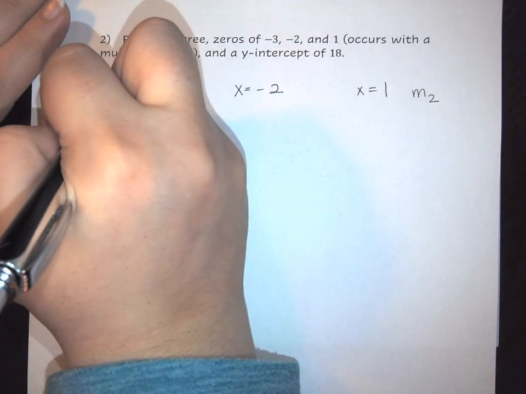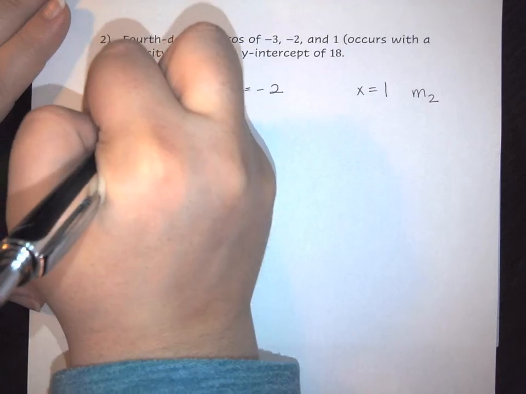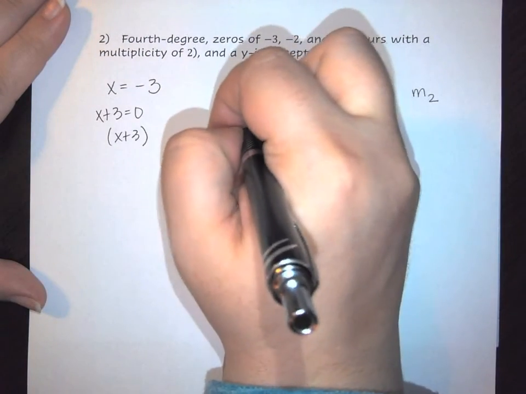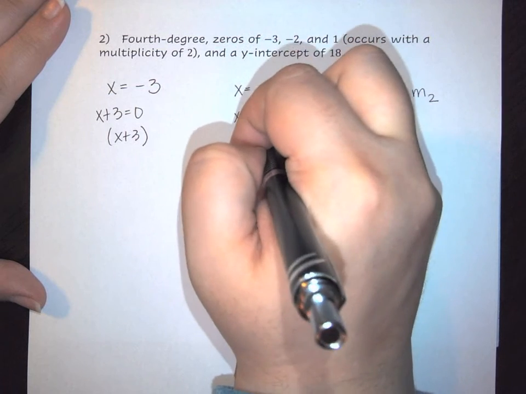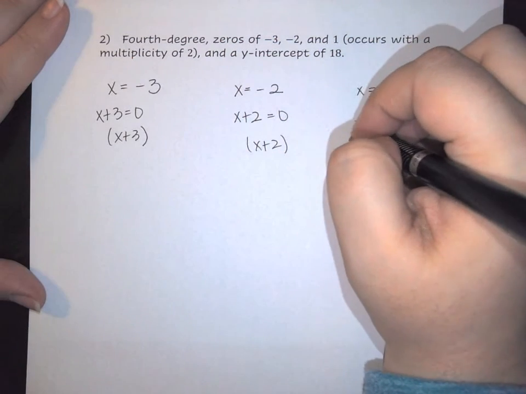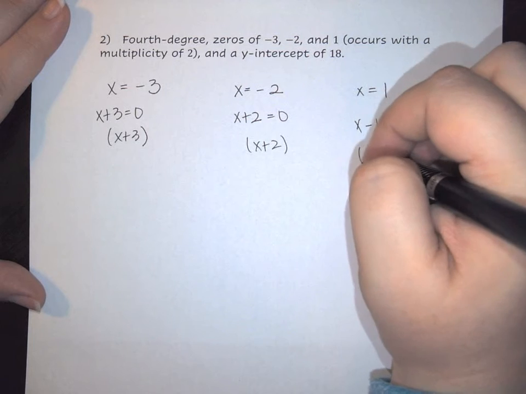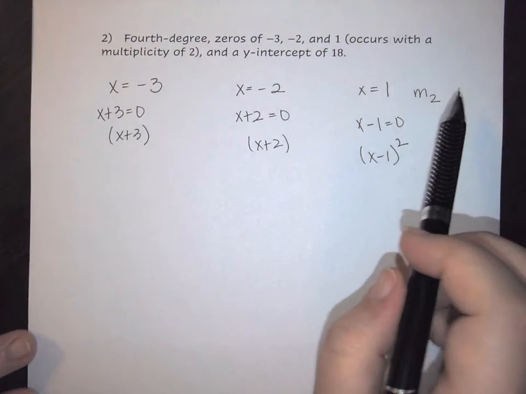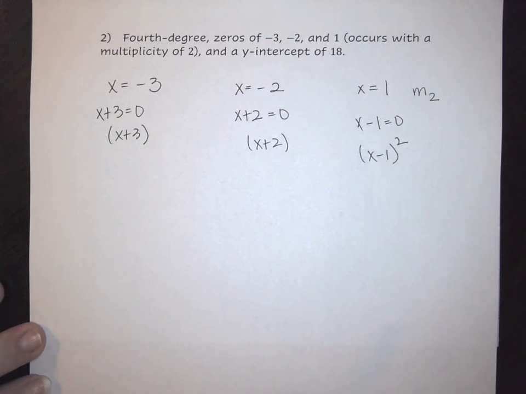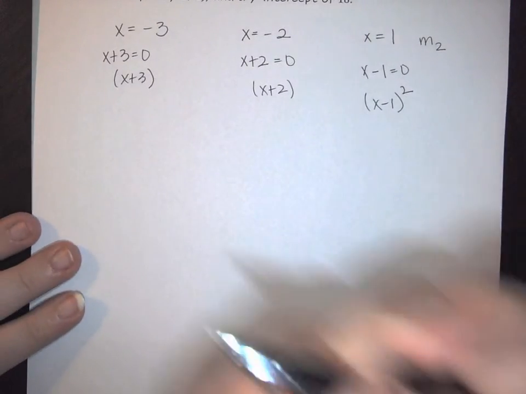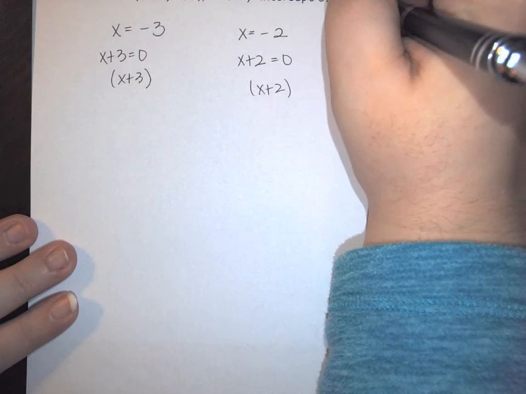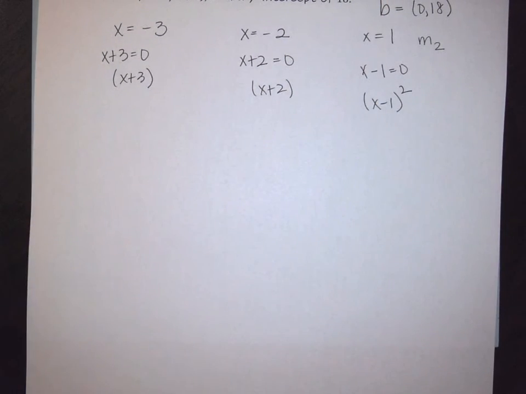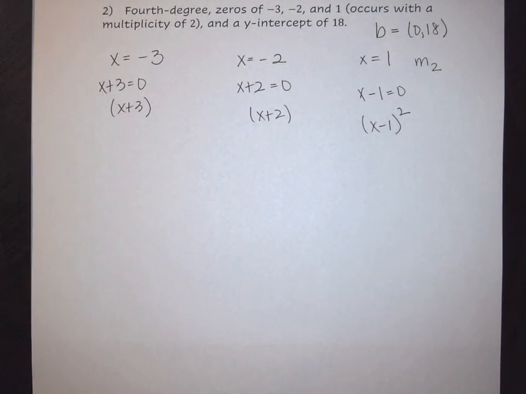So here, this is going to give me that x plus 3 equals 0. So I have a factor of x plus 3. I then have x plus 2 equals 0, so that's the factor of x plus 2. And I have x minus 1 equals 0, so this is the factor of x minus 1, and then I have to square it. I square it because it has a multiplicity of 2. Last but not least, I know that my y-intercept is going to be (0, 18). So I need to keep that in mind as I work my problem.